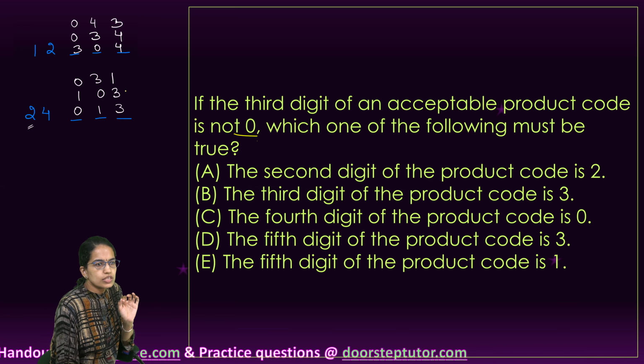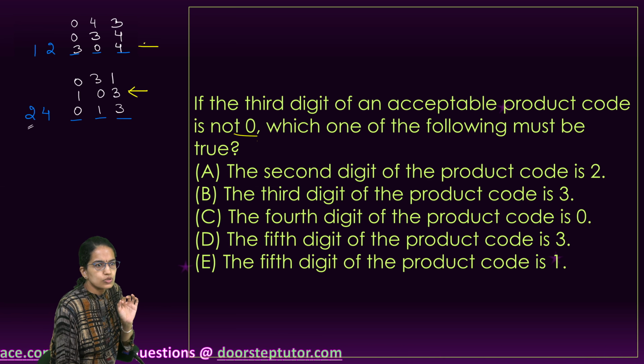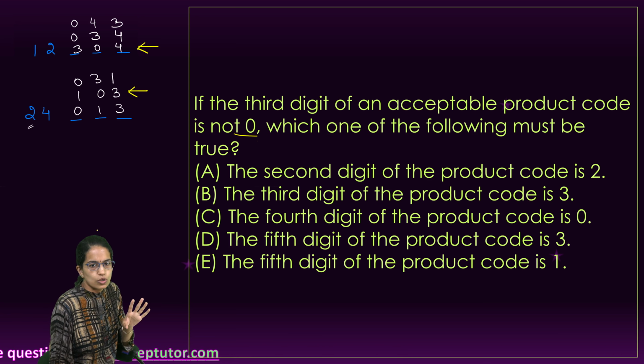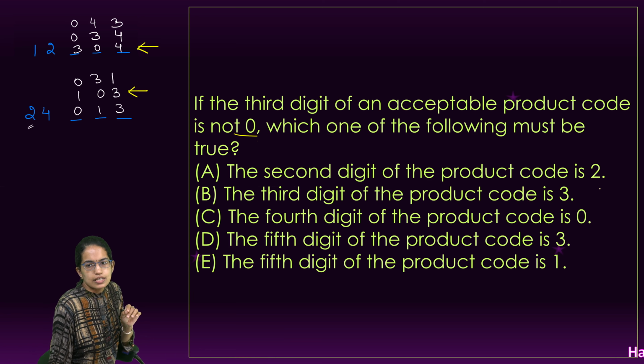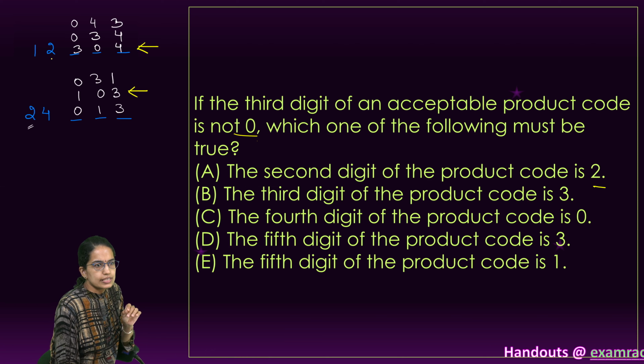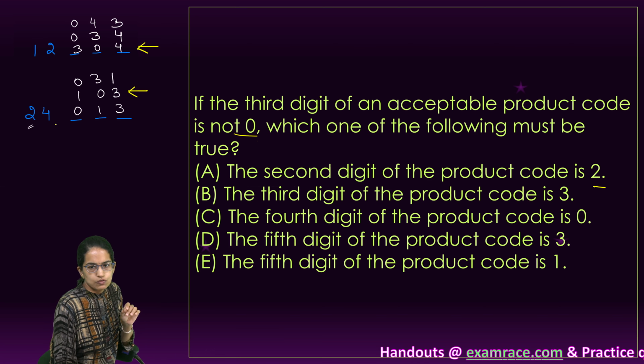Third digit is not 0 in this case and this case. So two cases that we have where third digit is not 0. Which of the following must be true? The second digit is 2. So in this case second digit is 2, but in this case second digit is 4.